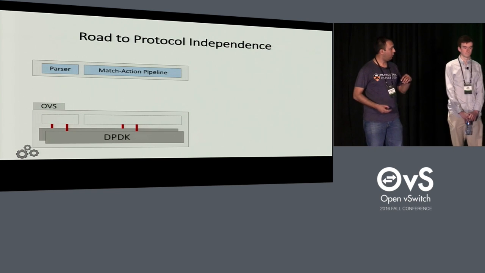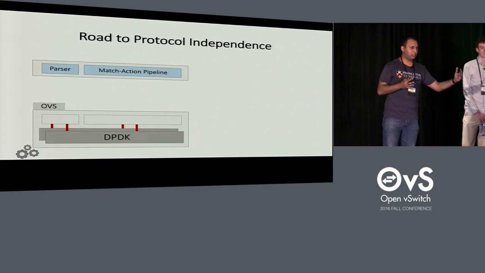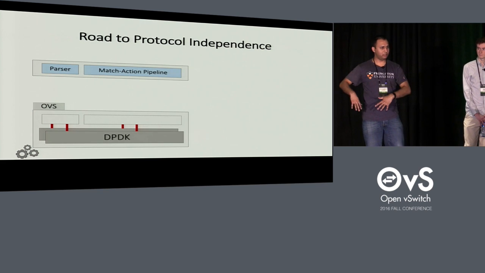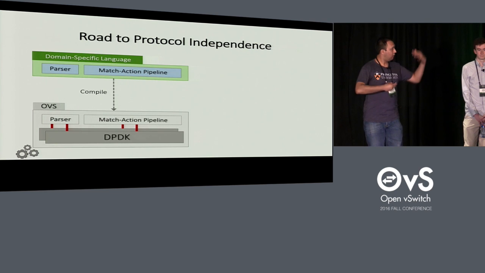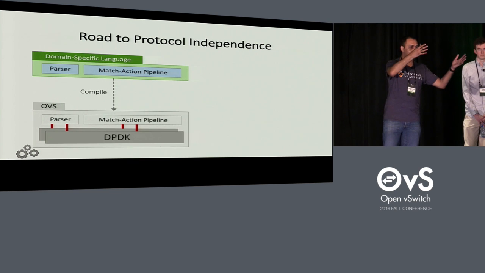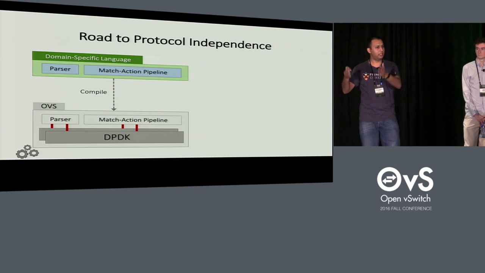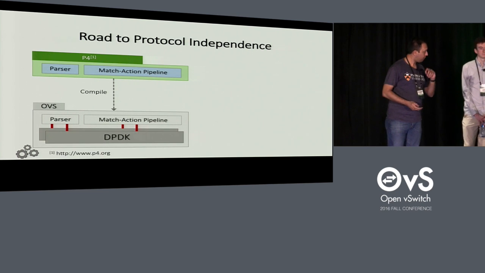So what we did, we separated the packet parsing part and the match action pipeline from the switch itself, specified that using a DSL, and then wrote a compiler that takes that DSL description and generates the necessary parser and match action pipeline code for the OVS.